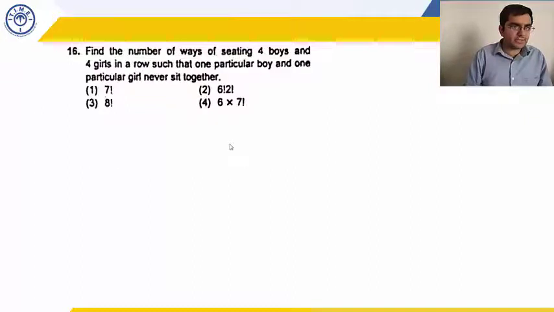Okay, let's move to the next question. Question 16 from your handout. Please take 30 seconds. Careful, in this question, it says that they should never sit together.